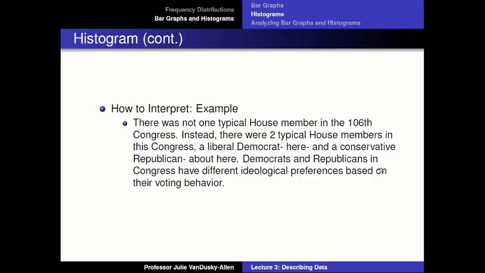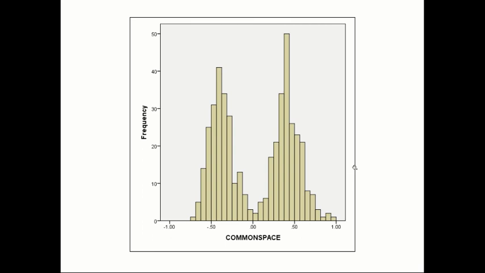So, what did that histogram tell us about the typical member of Congress? We could say something like this. There was not one typical House member in the 106th Congress. Instead, there were two typical House members in this Congress. A liberal Democrat here and a conservative Republican about here. We could say that Republicans and Democrats have different ideological preferences based on their voting behavior.